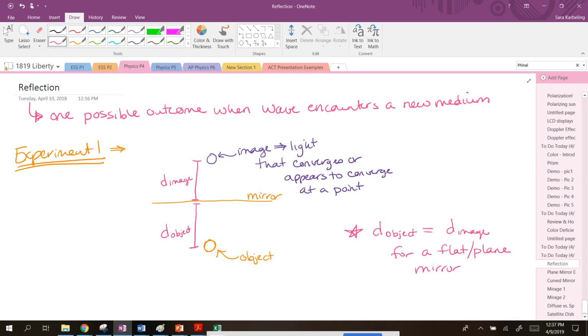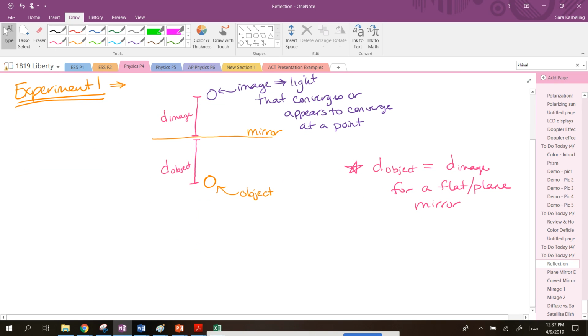Okay. Really quick question. This was something that was not in your lab explicitly, but I'm going to ask it. How big is the image compared to the object? What is it? The same. They're the same size, right? And again, not trivial, okay? So another thing that we want to write down, another observation that we can make, is that the object and the image are the same size.